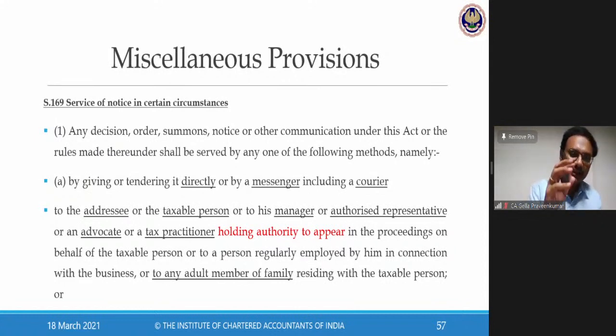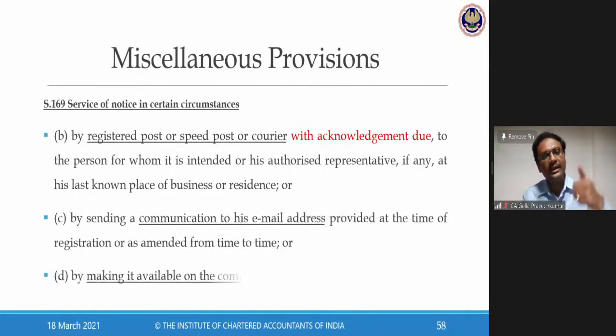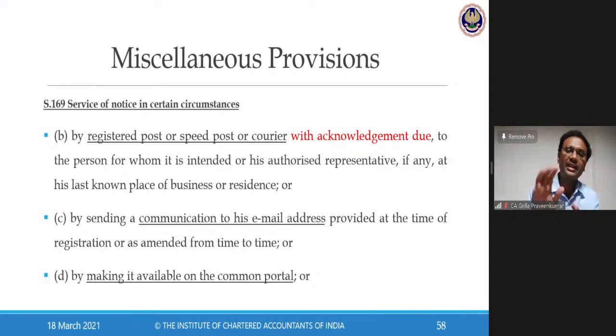It can be given to the addressee, taxable person, manager, authorized representative, advocate, practitioner, or any adult member in a family. All these are the people through whom there can be a communication directly through a messenger. A person who comes to your office, gives that notice, takes the acknowledgement, and goes back. Messenger. Courier is also accepted. The next mode is register post, speed post, acknowledgement due. When you receive this communication in any of these modes, it is presumed that the day you received that communication, there is a proof with the department. In case of courier, I sign the document. In case of register post, speed post, the day I received that document shall be called the communication.